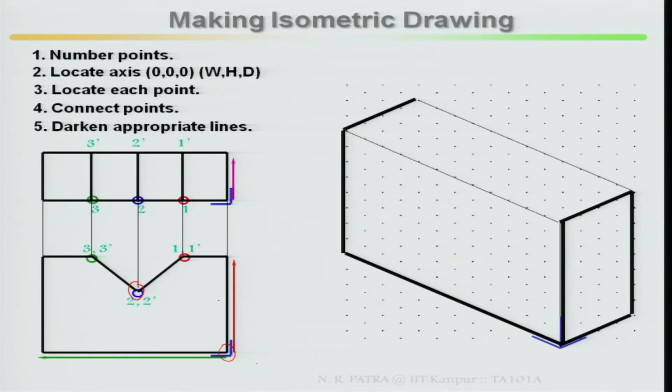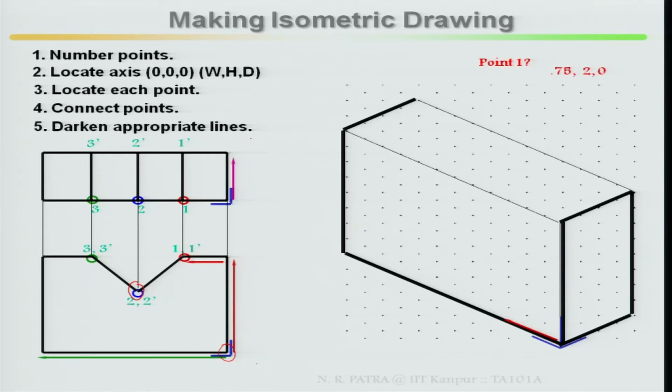If you look here, 1, 2, 3 are the points, and 1 prime, 2 prime and 3 prime are in the depth direction. So first you locate 1, 2, 3. As I said, once you locate 1, 2, 3, if your depth dimension is known with respect to 1, 2, 3, then you plot in that depth direction, and you can locate 1 prime, 2 prime and 3 prime. So first start with point 1.